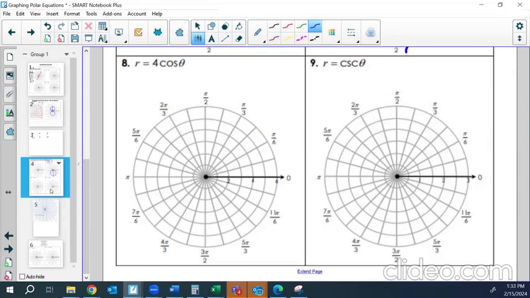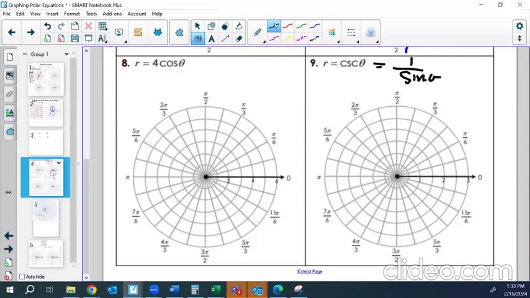Okay. r equals cosecant theta. What does it look like? Okay, so let's go ahead and find some values for these. When you solve this, use 1 over sine theta. Okay, r is equal to 1 over sine theta.